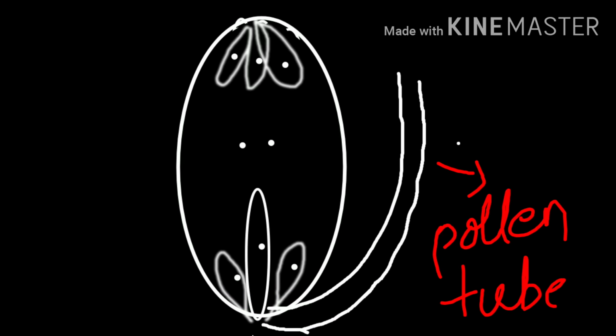On screen you will see finger-like projections known as filiform apparatus at the micropylar end around synergids. It is present in the embryo sac to guide the pollen tubes into the synergids during fertilization process.